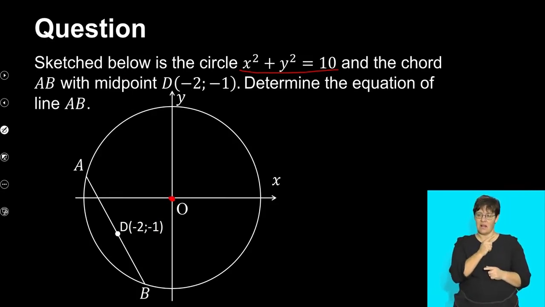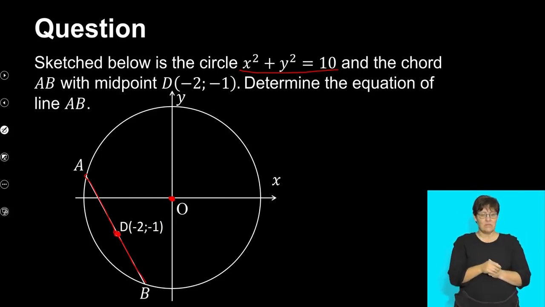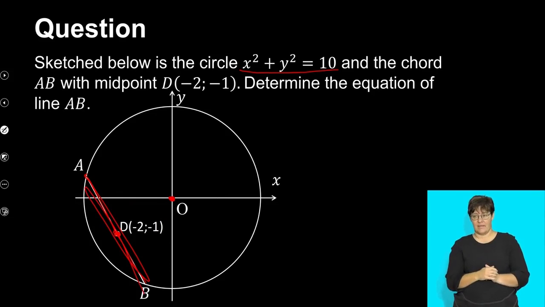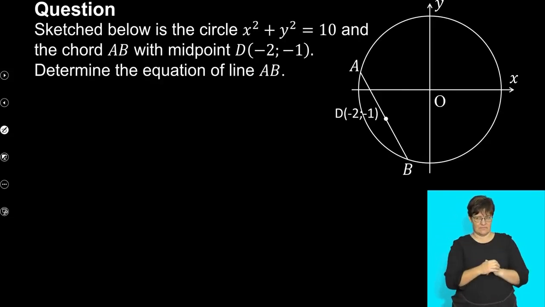They tell me that there's a chord drawn, AB. They tell me that the point D is the midpoint of my chord, and that's important. We're going to see why later. What they want us to do is calculate the equation of this line AB. Now, I'm going to move the sketch to the top of the board so we have a little more space to work.